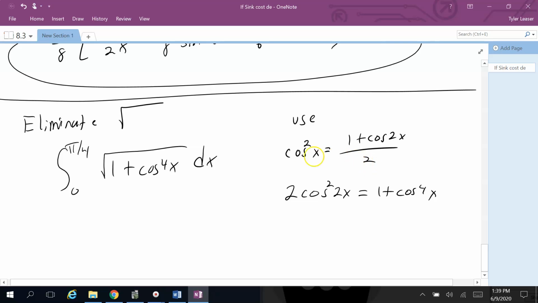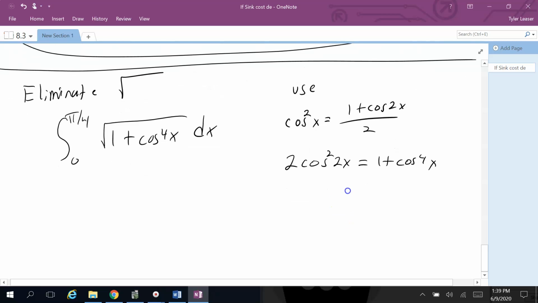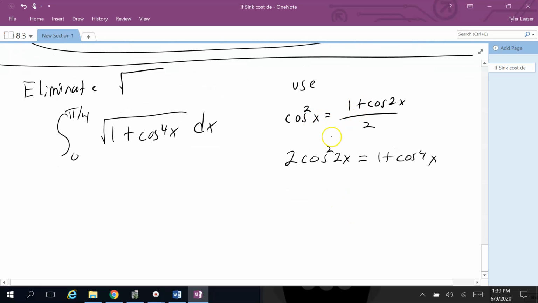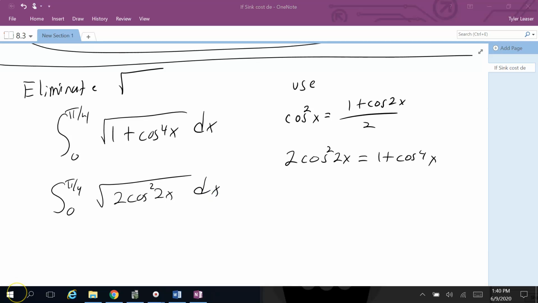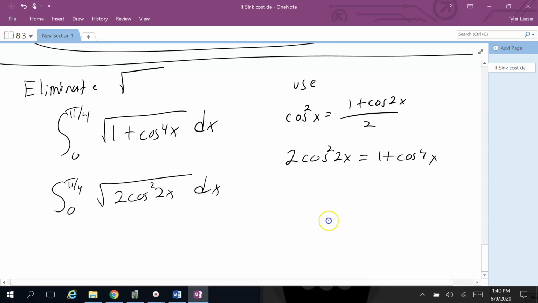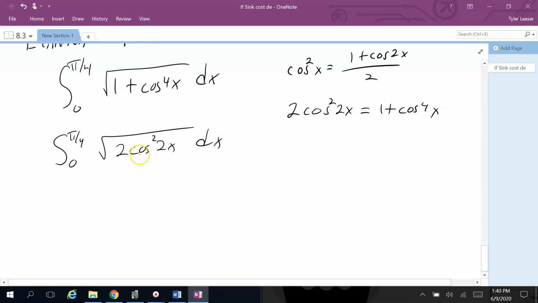So again, that was multiplying the 2 over, and then it was just doubling the angle on both of these because of the identity. Now I can replace 1 plus cosine 4x with 2 cosine squared 2x. This was coming from the identity sheet. I don't remember if I mentioned that. So still the integral from 0 to pi over 4, but now it's the square root of the 2 cosine squared 2x. Okay, and then we can take the square root of each of these separately.